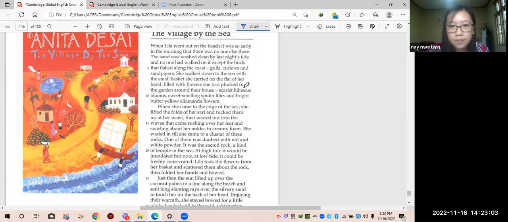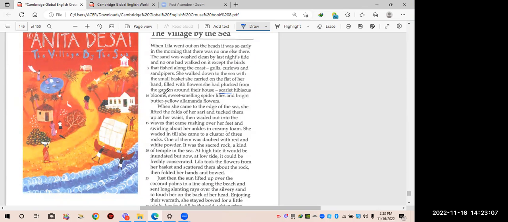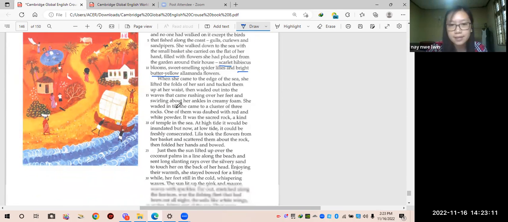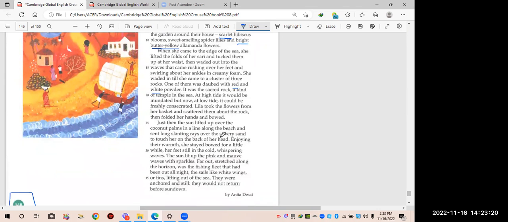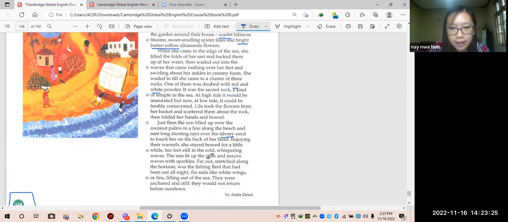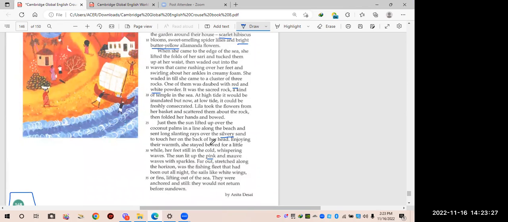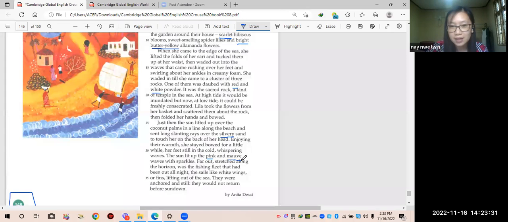So the first one we come across is scarlet, right? Yes, scarlet. And bright better yellow. Bright better yellow, yes, correct. And red and white, correct. And silvery, yes, silvery. Pink, yes, pink. And mauve, I don't know how to say it. Mauve. Okay, mauve, yes, mauve color, right? And is there any more?